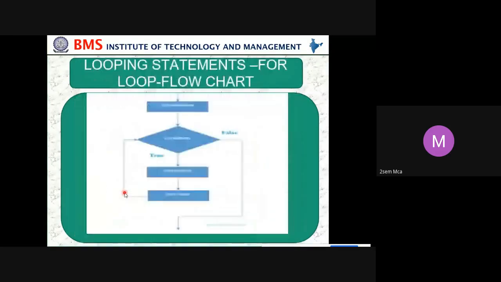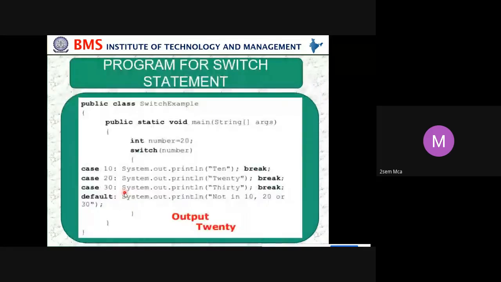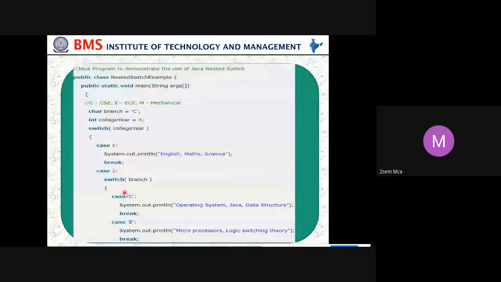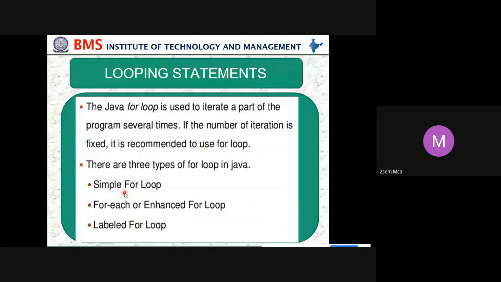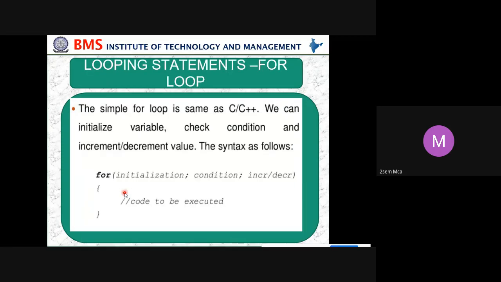We started with the for loop, and in the last class we saw the nested switch, and we started with looping. So what is looping? I want to execute some statements several number of times. Sometimes it may be fixed, sometimes it may not be fixed, but we want to execute some statements, so then we are using a loop. And in the for loop, we have the simple for loop, enhanced for loop, and labeled for loops.